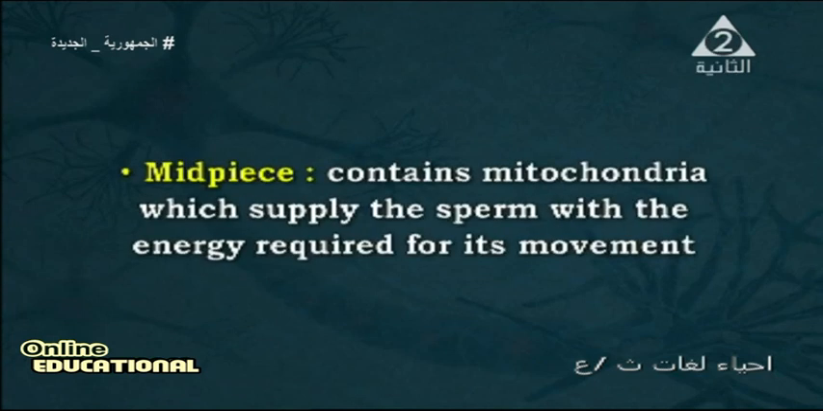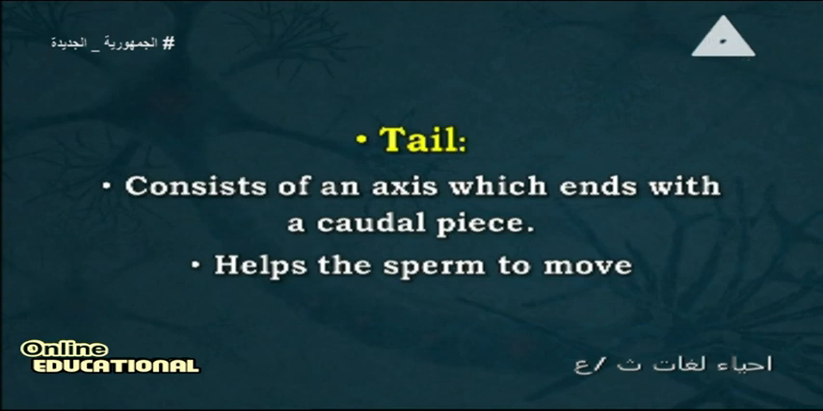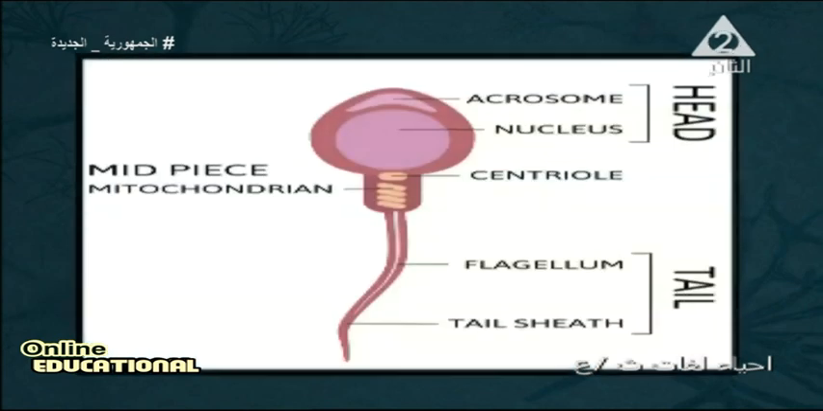Okay, midpiece is a part of the sperm which contains mitochondria which supply the sperm with energy. This energy is required for the movement of the sperm. The tail of the sperm consists of an axis which ends with caudal piece that helps the sperm to move. Okay, this is the structure or the sperm formation: head, tail, and this is the midpiece which contains mitochondria.